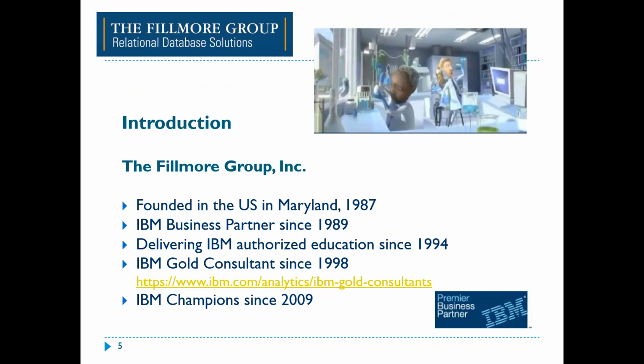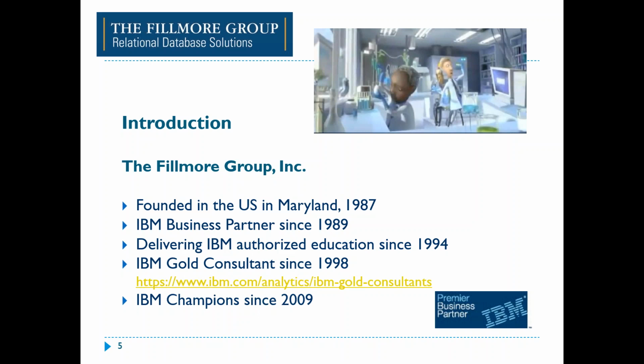So a brief introduction, who we are, the Fillmore Group. We were founded in 1987, so we're 33 years young. We've been an IBM business partner since 1989. We have been delivering IBM authorized education since 1994. I'm what is known as an IBM Gold Consultant. I entered that program in 1998. There are about 40 of us worldwide. And if you have questions about what a Gold Consultant is, you can click on that link.